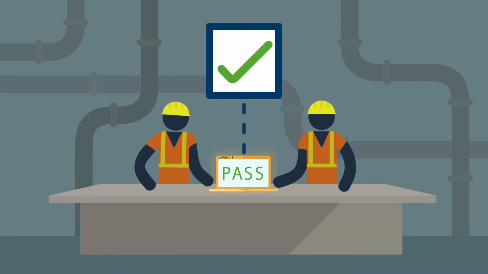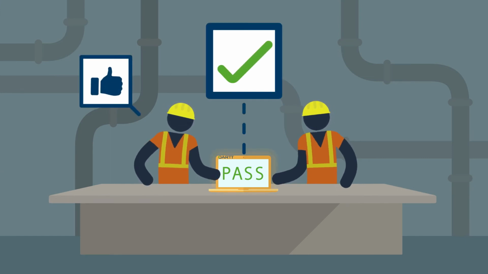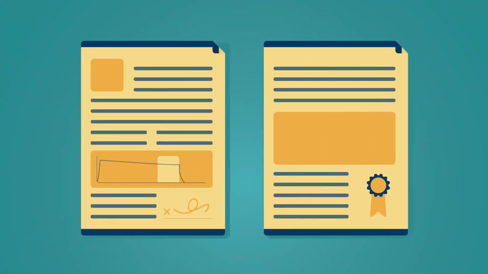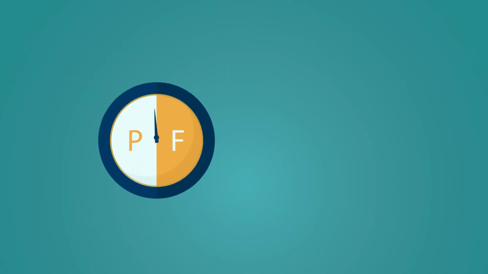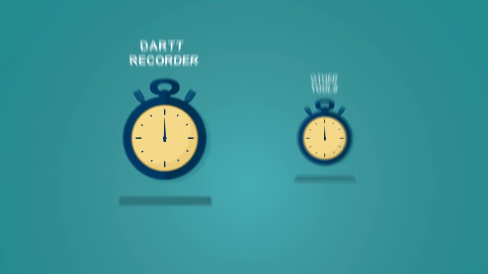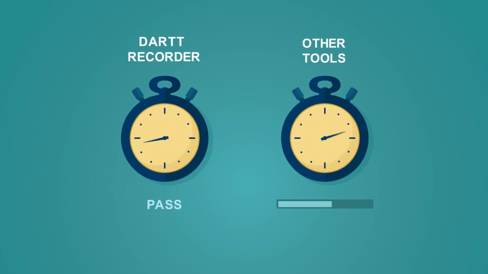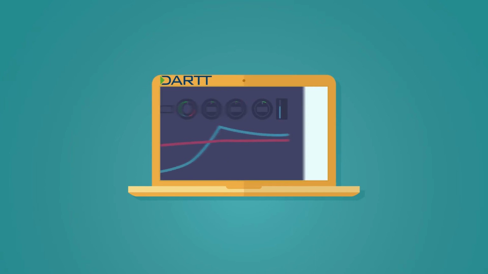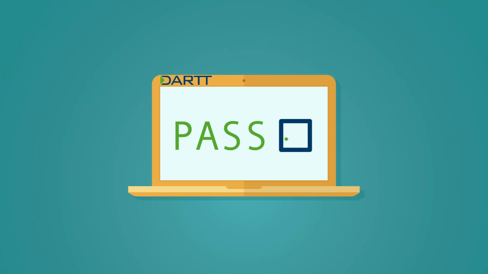DARTT Technologies has developed the DARTT recorder that removes subjectivity and eliminates false passes, produces unmatched traceability, provides rapid feedback on test health and pass-fail probability during the test, and reduces testing time. The DARTT recorder has advanced functionality to predict the outcome of a test early. Test results on the DARTT recorder are objective, pass or fail.